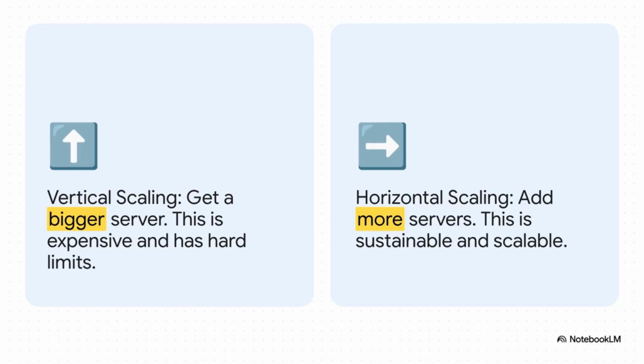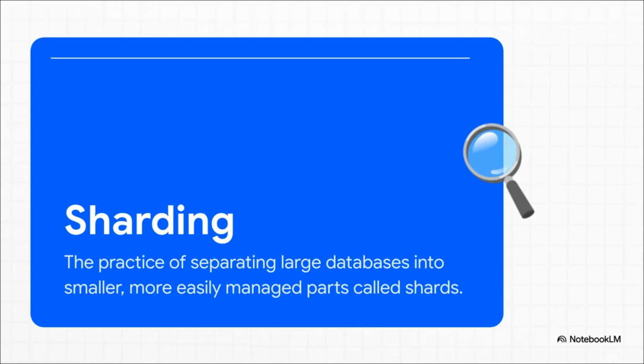The much more sustainable long-term path is horizontal scaling. Instead of one giant machine, we add more smaller machines, and we spread the work across all of them. And that right there is where sharding comes into the picture. Sharding is really the main strategy for scaling a database horizontally. The idea is simple. We take our one massive database and break it up into smaller, independent pieces called shards. Each shard holds just a slice of the total data, which makes the entire system way more manageable and ready to grow.